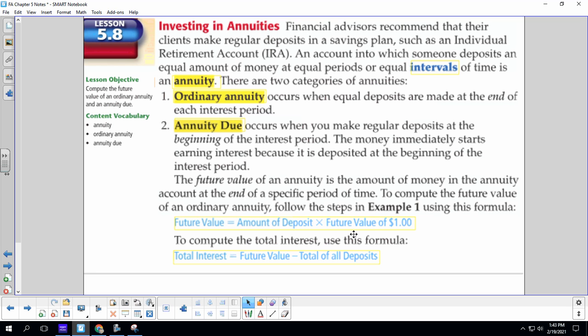So you guys, once again, we are looking for tables. We're looking for numbers from a table and then multiplying it by the amount we're putting into the account. Our total interest is our future value that we calculate here minus all of our deposits. So if you've been depositing for 12 months, you have to take the amount of the deposit times 12, and subtract it from the future value. This is probably the most complex part of this process, figuring out how much you put in.